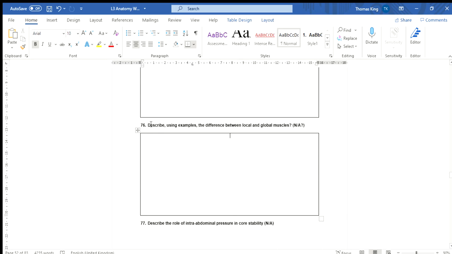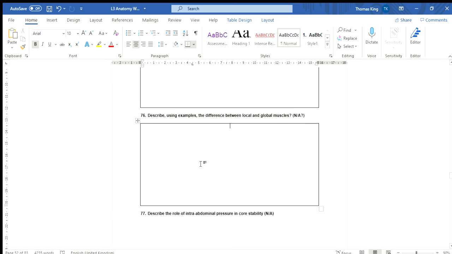Okay, so next one, guys, 76. Describe using examples the difference between the local and global muscles. So local meaning sort of generally smaller. So this is what we would call the inner unit, the ones that are going to stabilize the spine. The global muscles are what we're going to call our outer unit, and these are the ones that are associated more with movement. So give a nice description of what we mean by local and what we mean by global. So two answers needed, or two points here.